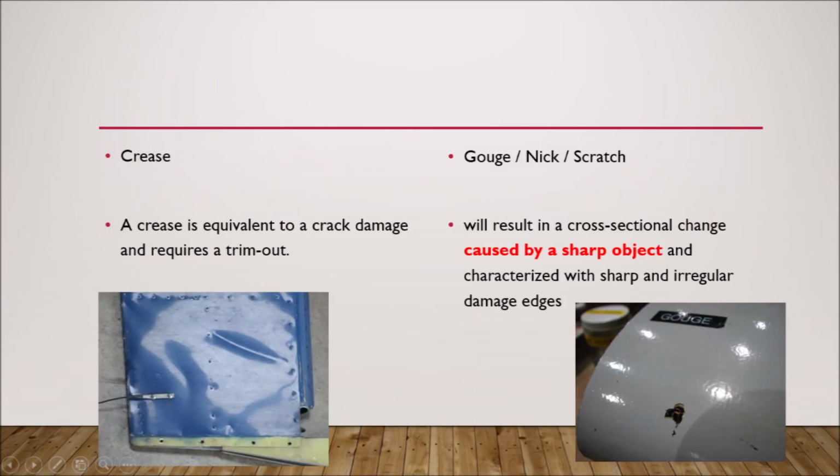Crease is a damaged area that is depressed or folded back so that its boundaries are sharp or with well-defined lines or ridges. Scratches. A scratch will result in cross-sectional change caused by a sharp object and is characterized by sharp and irregular damaged edges.